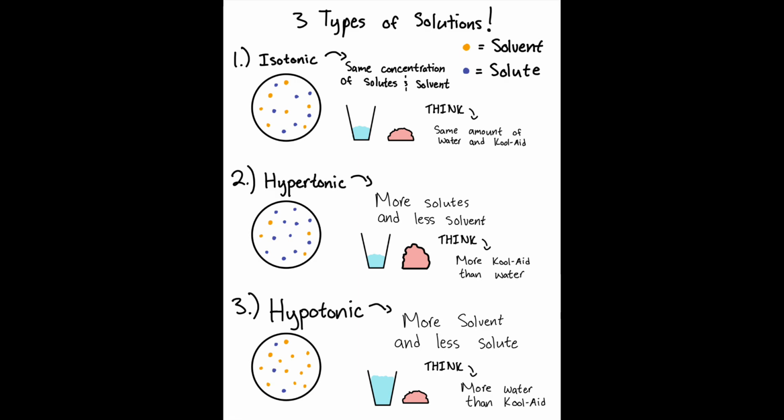Next, we have our second solution, which is hypertonic, which means that there's more solutes and less solvent. You can think of this as there being more Kool-Aid than there is water. And lastly, we have our third type of solution, which is hypotonic, which means that there's more solvent and less solute, which you can think of as more water than there is Kool-Aid.